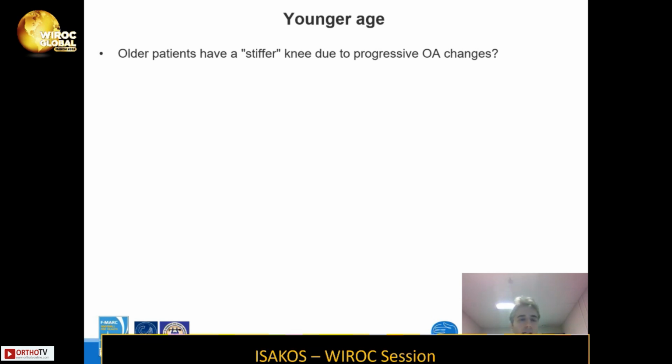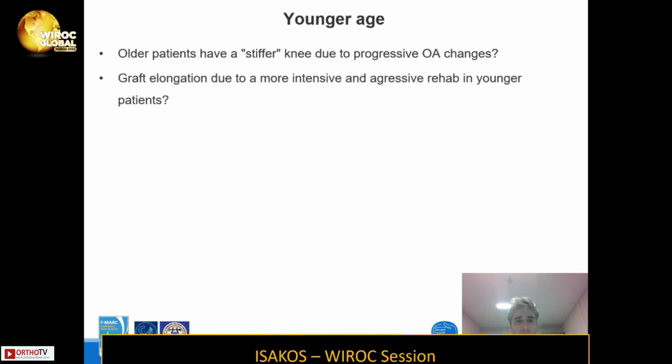So why younger age? We hypothesized that probably older patients have a stiffer knee due to progressive osteoarthritic changes. That is a possibility. Another possibility might be that there is a graft elongation due to a more intensive and aggressive rehabilitation in younger patients. That should also be considered.